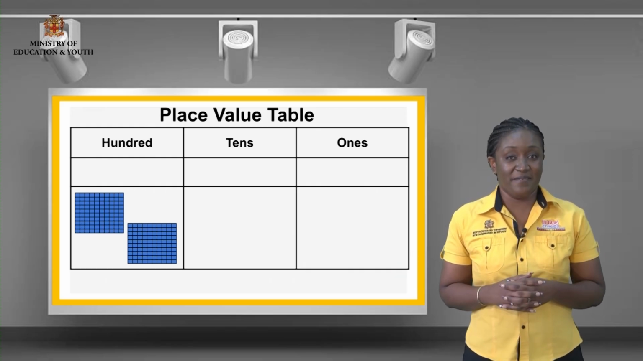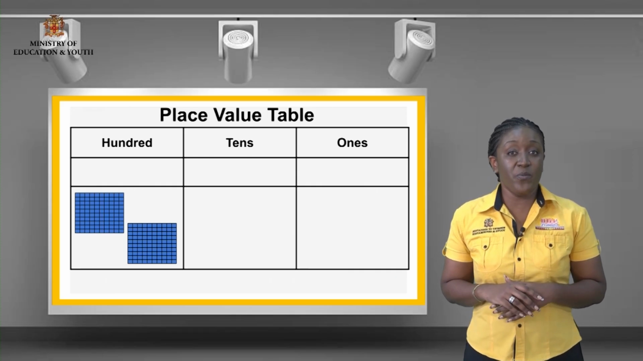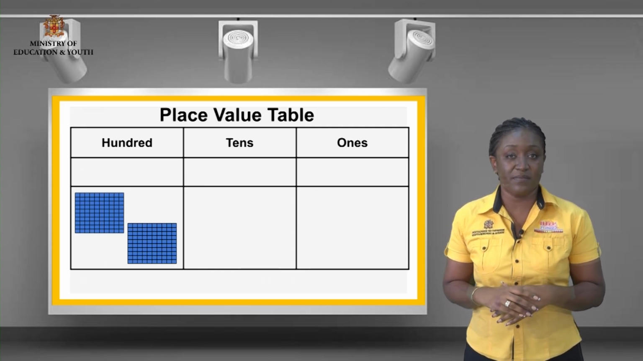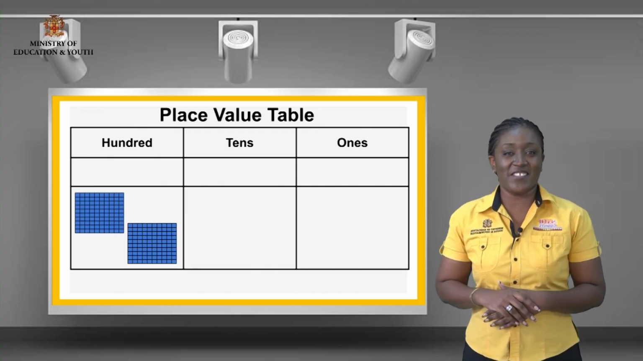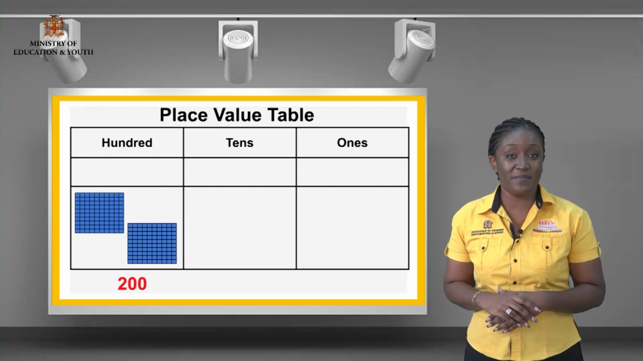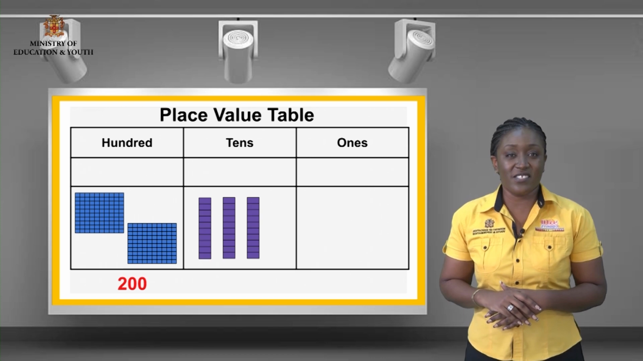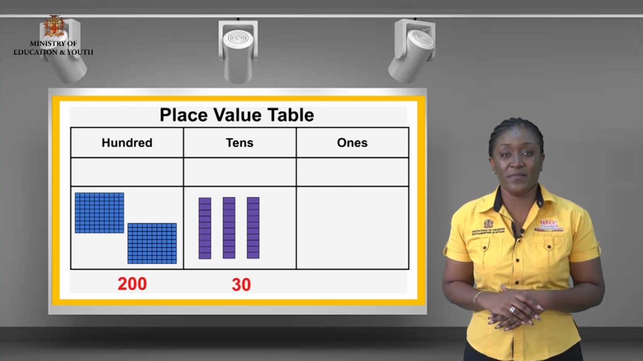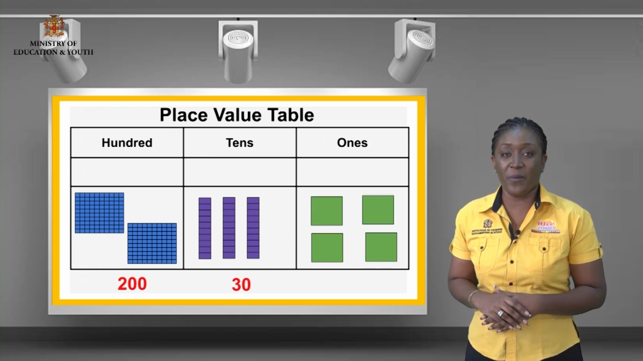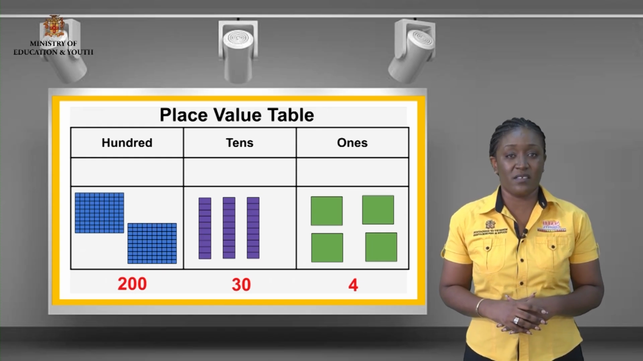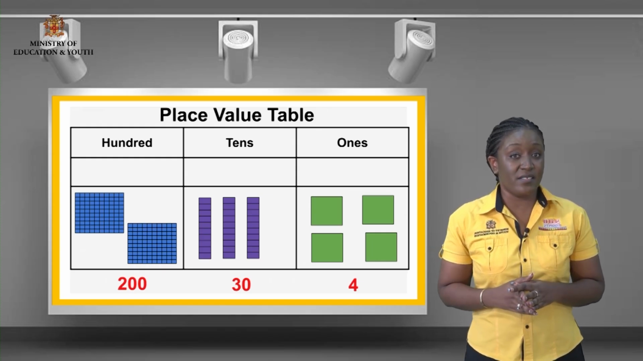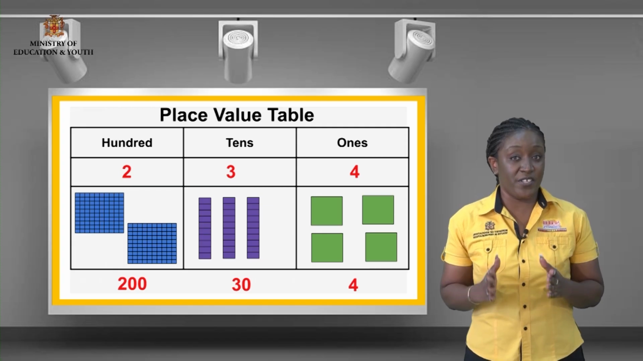Are you ready? Write the numeral represented by the set of base 10 blocks. The 2 flats represent 2 hundreds, the 3 longs represent 3 tens, and the 4 units represent 4 ones. So our number is 234.